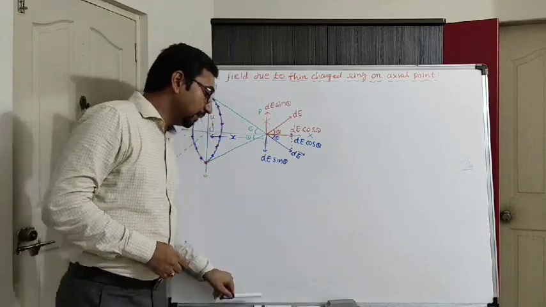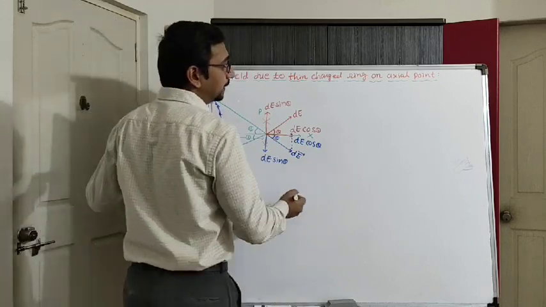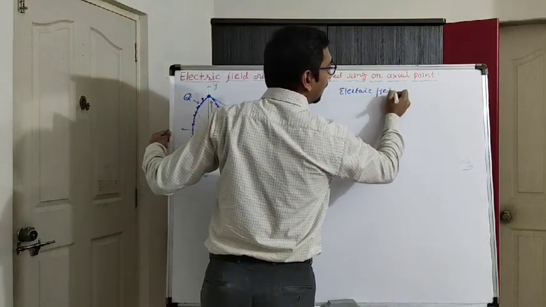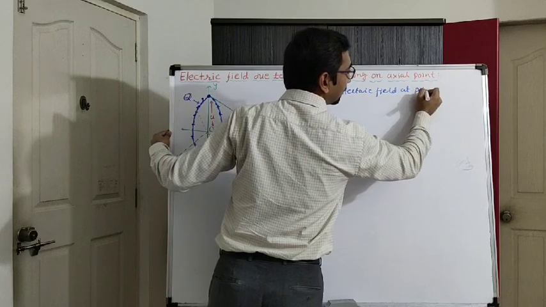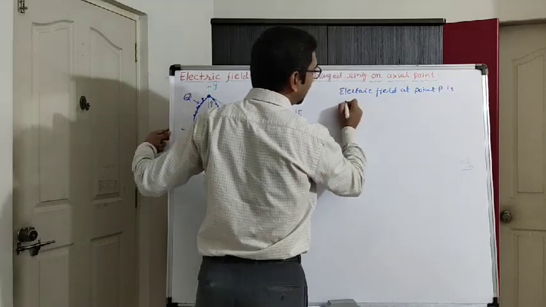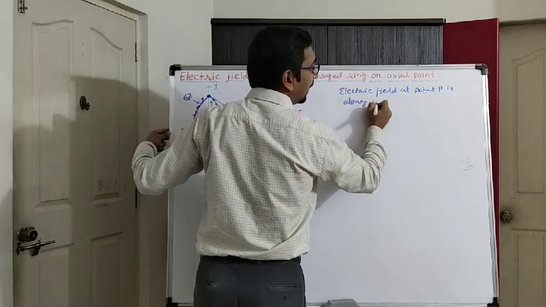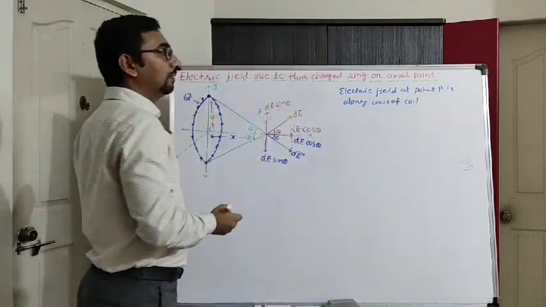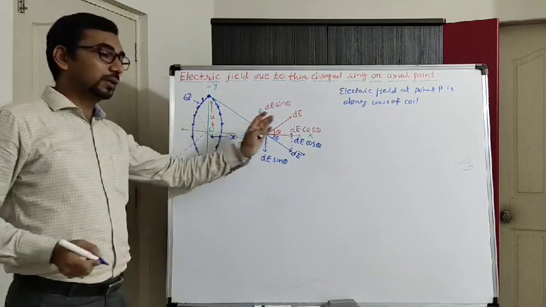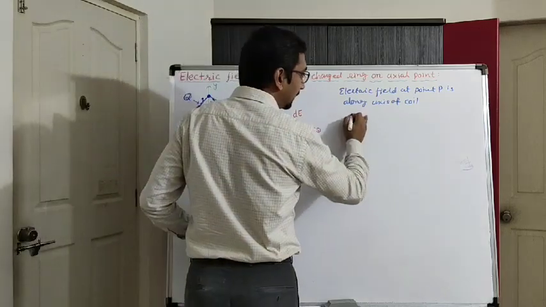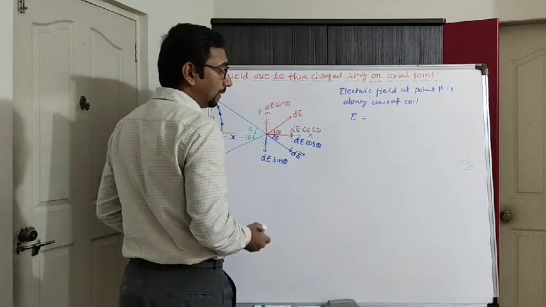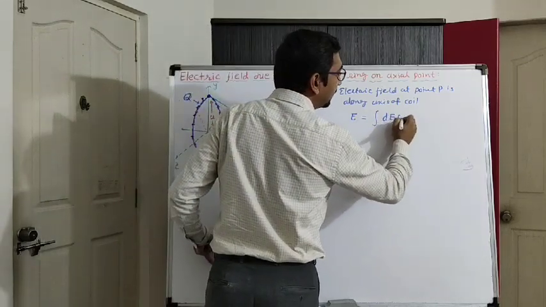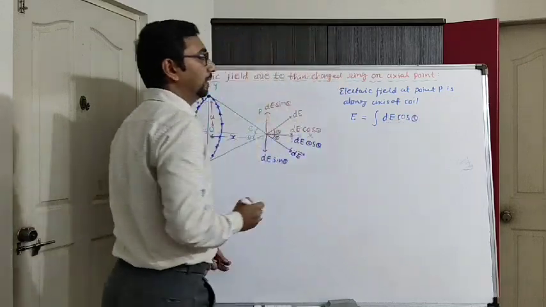So if we write total electric field due to it, so electric field at point P is along axis of coil. It is always along axis of coil. Now what is that electric field? E is equal to integration of all dE cos theta components.